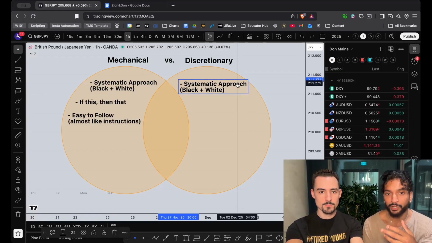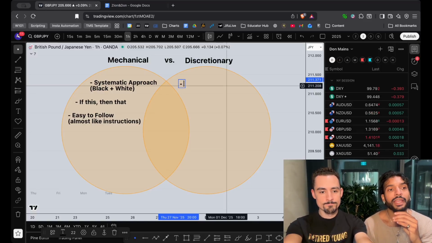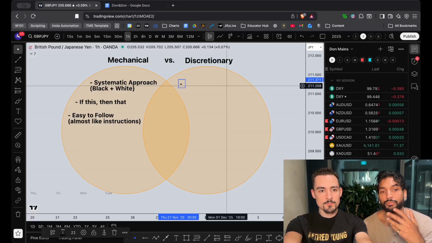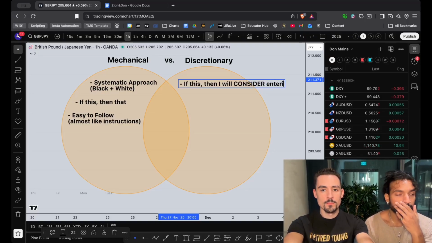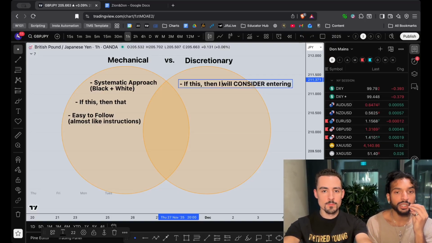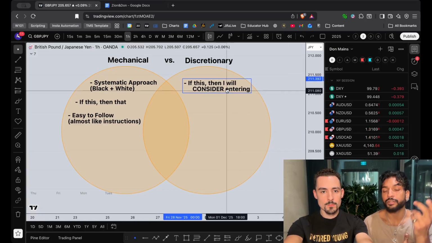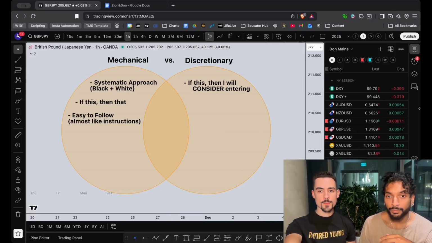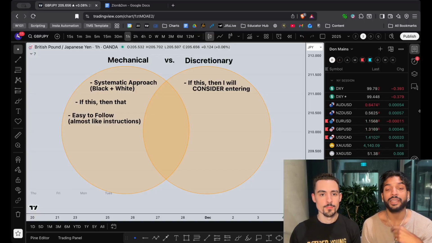To contrast mechanical, and us explaining discretionary is going to give you a better understanding of it, discretionary trading is the other side, where it is a subjective approach to analyzing or identifying things in the market. A great example would be that after a break of structure, you're going to enter a trade. But some people see a break of structure as a liquidity grab, or an inducement, or a stop hunt. Different words to describe the same thing, really.